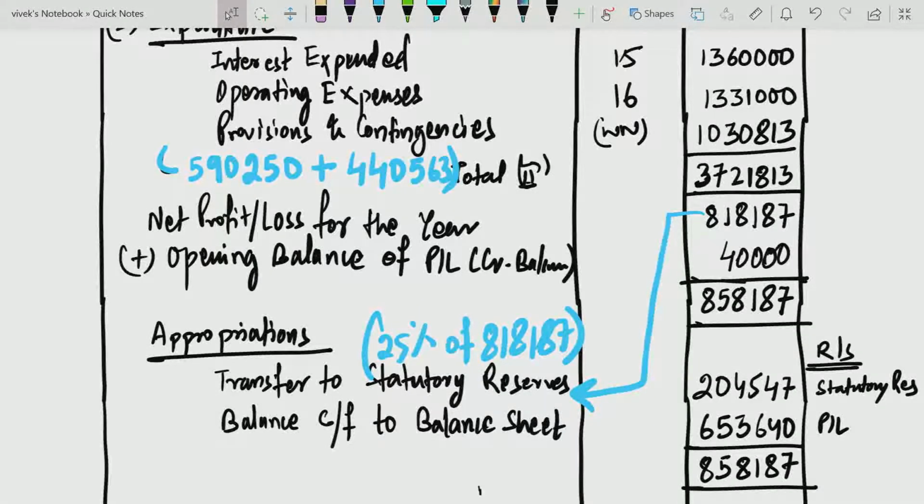Is that fine? So now let us start number 19. Very important problem. Question number 19.